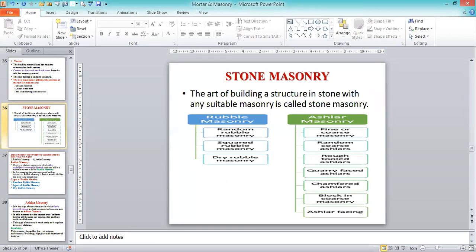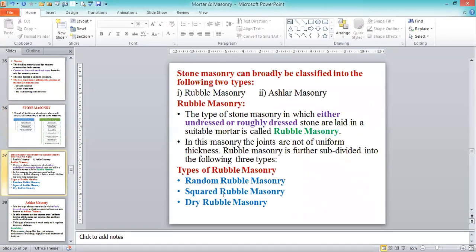So rubble masonry, the term itself gives the meaning. You can see that rubble masonry is undressed or roughly dressed stone laid in suitable mortar. The simple definition is that as it is, we take the stone from the quarry or from nature and put it into the construction of the masonry. That is going to be called rubble masonry itself.